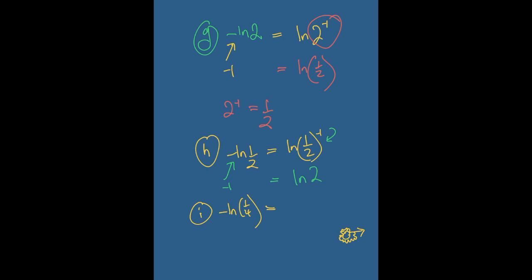Final one in this series. Remember, think of this as multiplied by -1. So we have 1/4 to the power of -1, and that's just simply an inverse again. So that's just natural log of 4, and that's the end of that question.